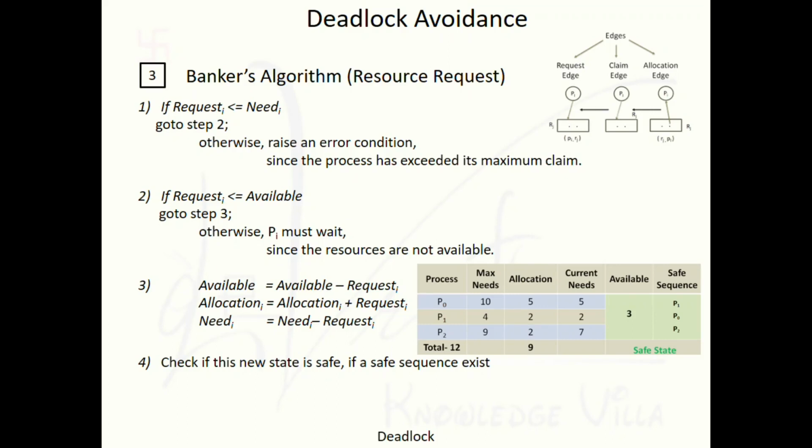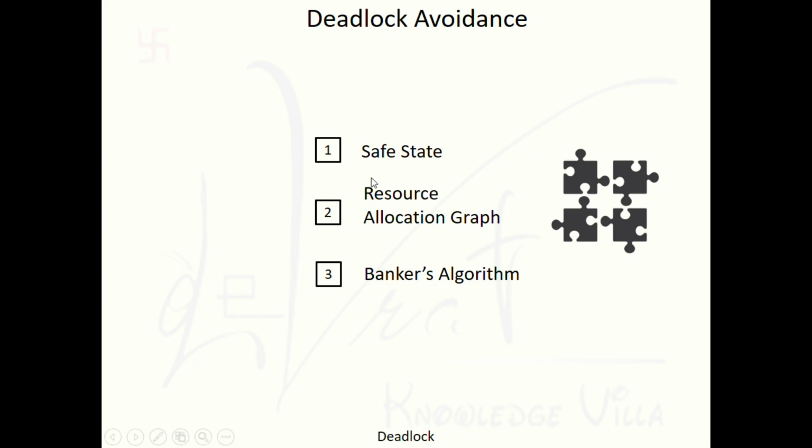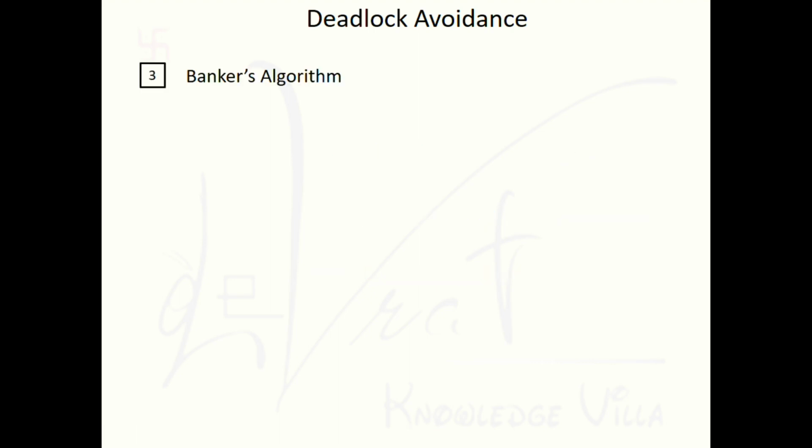You are watching our English video series of operating system and learning deadlock. Today our topic is Banker's algorithm for resource request. Actually, we are learning Banker's algorithm as a part of deadlock avoidance techniques. There are basically three techniques for deadlock avoidance. First one is safe state, second one is resource allocation graph, and third one is Banker's algorithm. We have already discussed the above two techniques, safe state and resource allocation graph, in our earlier video. So guys, today our topic is Banker's algorithm.